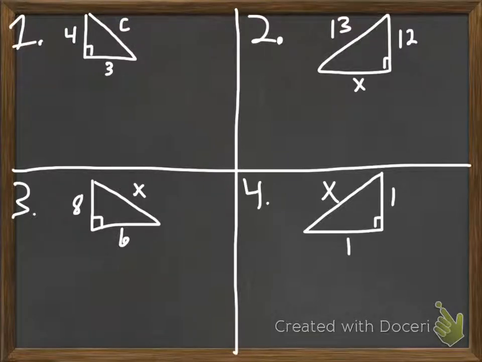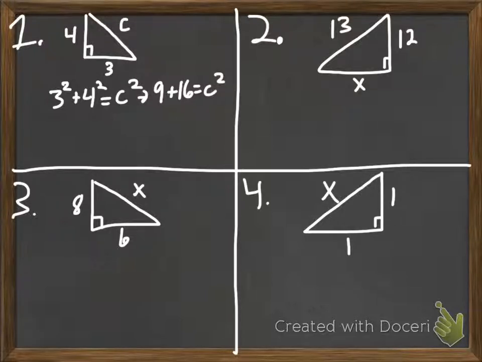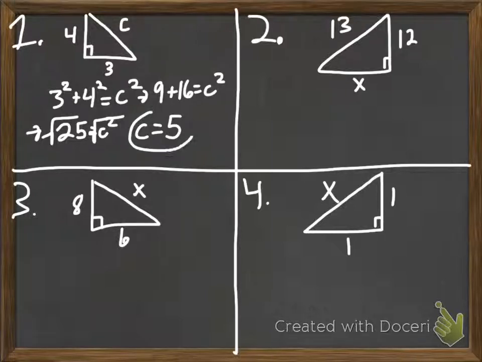So let's go ahead and try a couple examples. I'll do the first one here. So number 1, we see that the legs are 3 and 4, and we're missing C, the hypotenuse. So all we do is fill in the formula. 3 squared plus 4 squared equals C squared. This gives us 9 plus 16 equals C squared. Simplify more, and we get 25 equals C squared. Then we take the square root, and it's nice because the square root of 25 is just 5. So C equals 5.